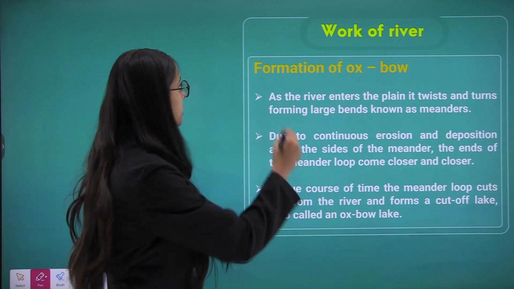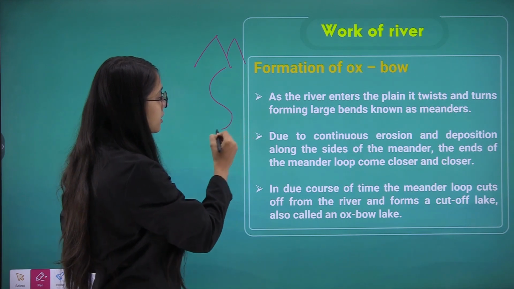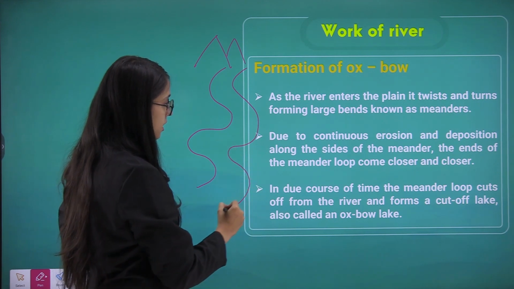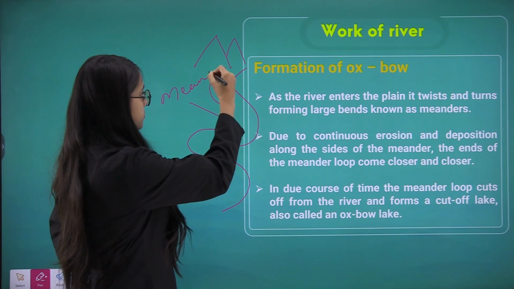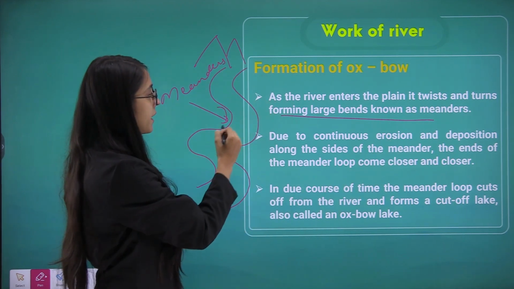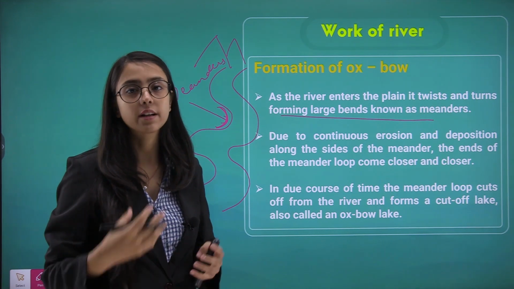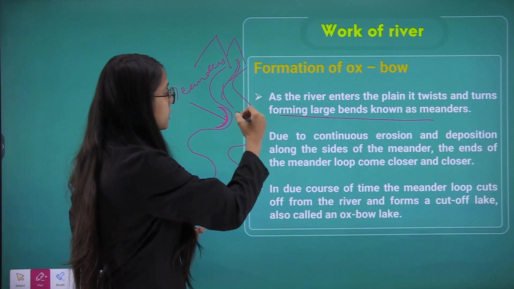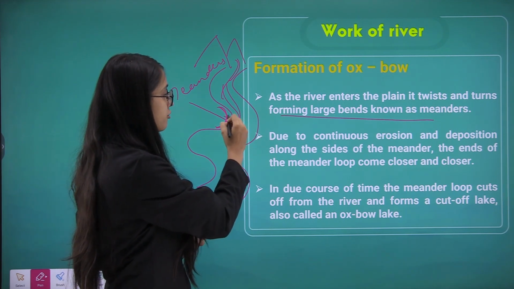For example, if a river is flowing from these mountains, it is never in a straight form. It is in the form of twists and turns. These twists and turns are known as meanders. The forming of large bends is known as meanders. So, this bend is known as a meander. Now, due to continuous erosion of soil and deposition at the sides of a meander, the eroded soil also settles here in the sides of meanders.